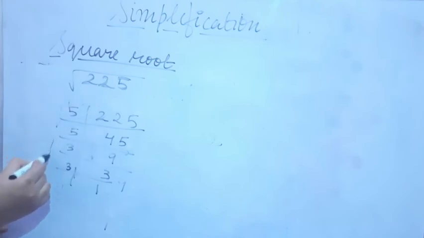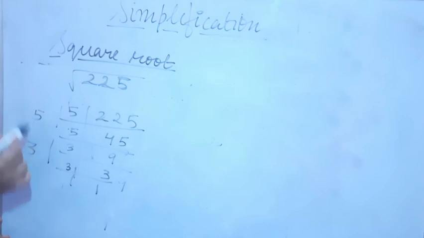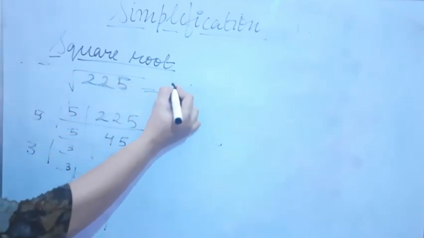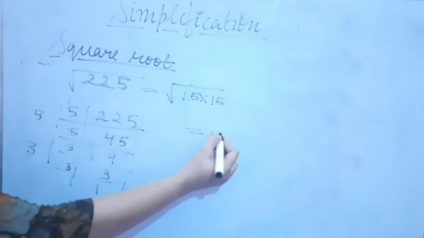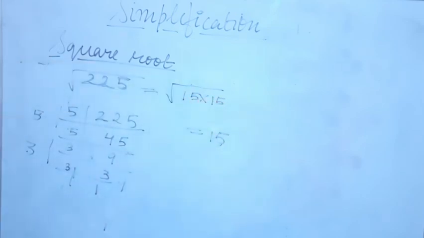1 pair, 2 pair. So these two will denote 1 3. These two will denote 1 5. Now 5 3s are 15. That means 225 is obtained by multiplying 15 two times. So the square root of 225 is 15. So I hope you must have understood about finding out the square root. How do we obtain the square root?